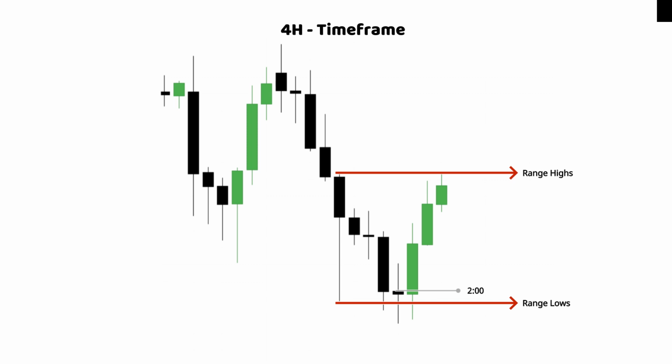And what we're looking for is a clean CSD, a change in state of delivery, right after that low forms. If that shows up, that swing becomes protected. That's when we know buyers are stepping in with intent. Let's drop down to the lower time frame now and look for that confirmation.